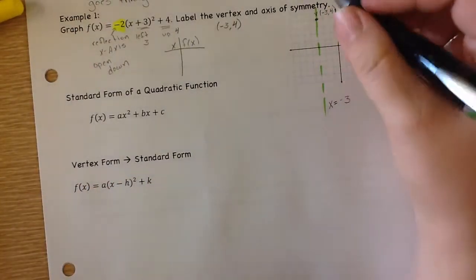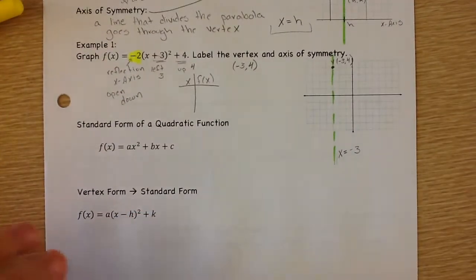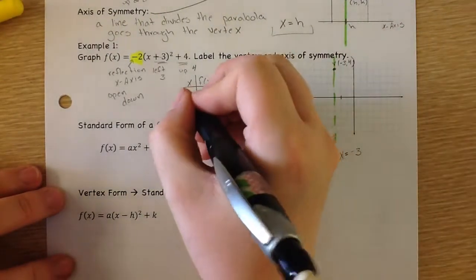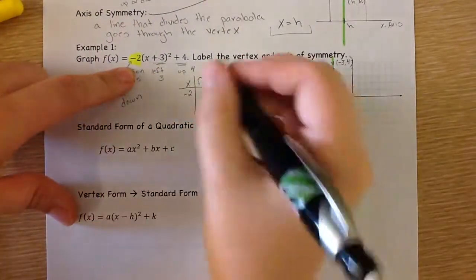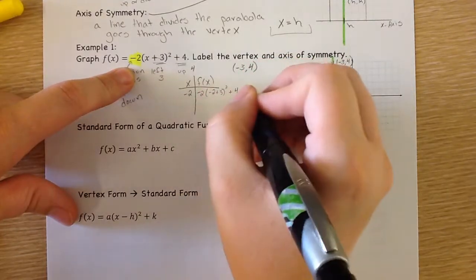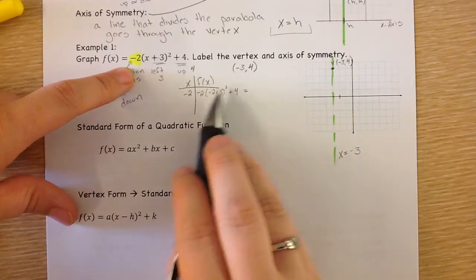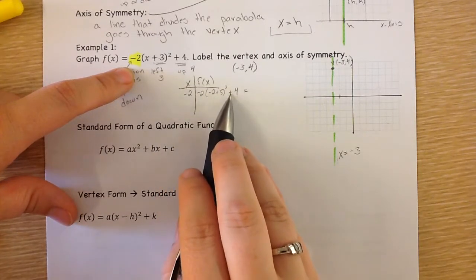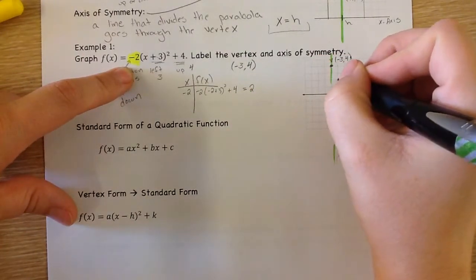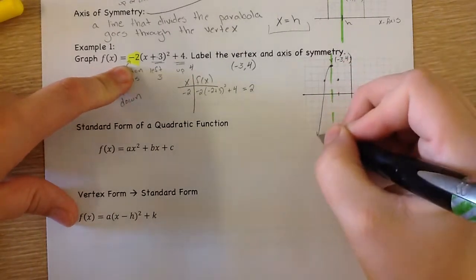So it's going to be symmetric about this. It's going to open around here. Just to get an idea on how wide it is, let's plot a point on either side. Let's figure out what's happening at negative 2. So let's plug negative 2 into this function. I'm going to take negative 2 times negative 2 plus 3 squared, and add 4. Negative 2 plus 3 is 1. 1 squared is 1, times negative 2 is negative 2, plus 4 is 2. So I have the point negative 2, 2. Then using symmetry, I know I'm also going to have the same point on the other side. So I know it's going to look like that.